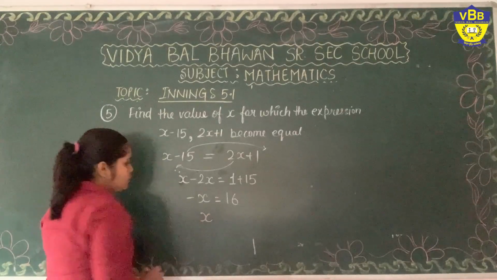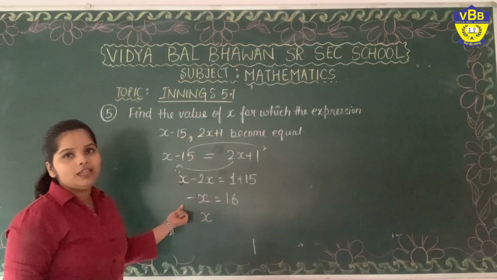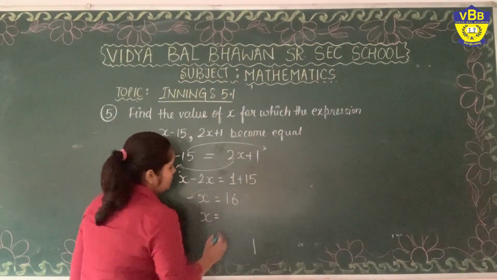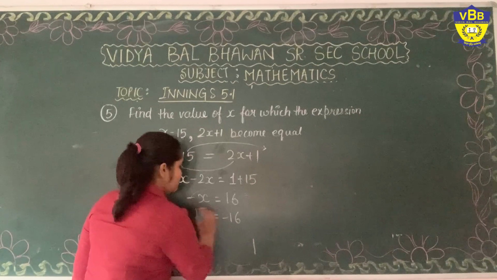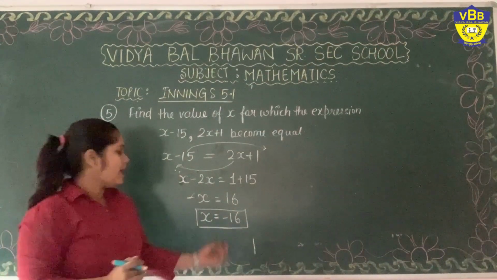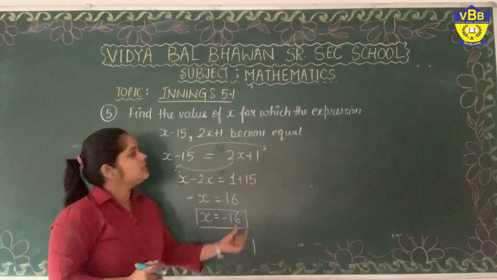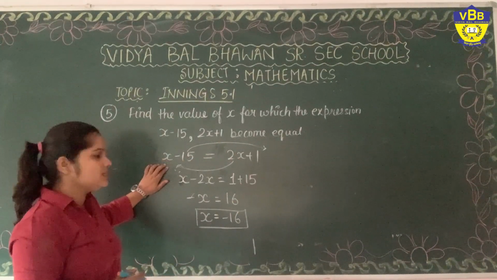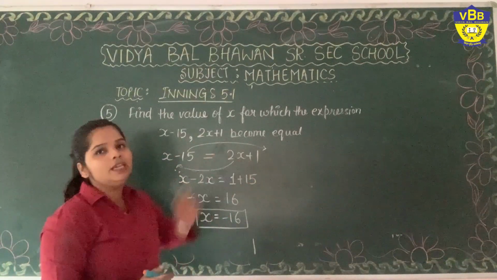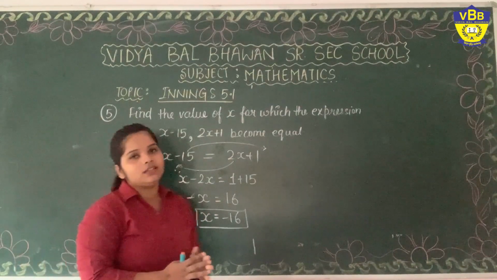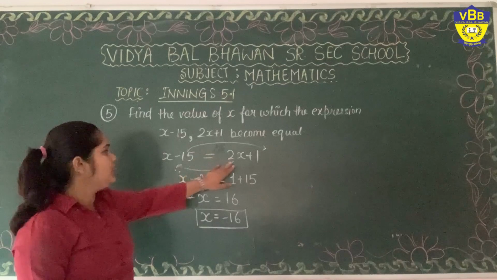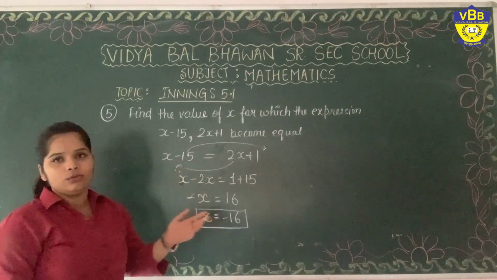Now we need to find the value of x, not minus x. So this minus will again shift here. The value of x will be minus 16, and x is equal to minus 16. When you put x equal to minus 16 here, the answer for this expression and this expression will be the same. You can check your answer as well by putting the value of x on the left hand side and the right hand side. They will be equal.